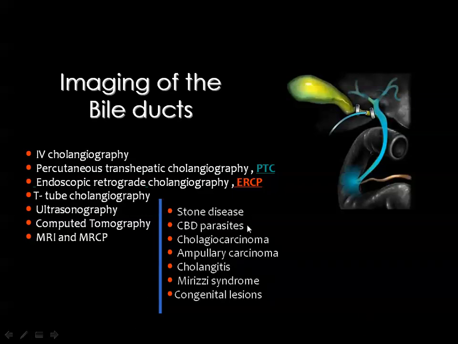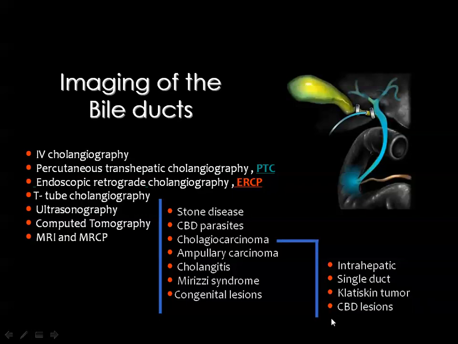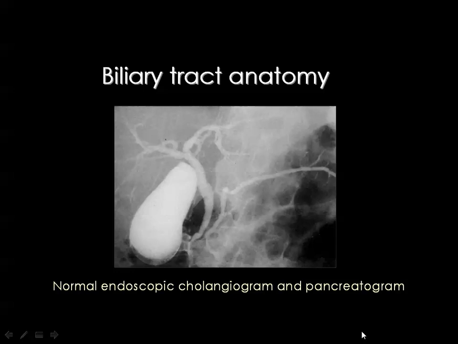These are the lesions in the bile ducts, including stones, parasites, cholangiocarcinoma, ampullary carcinoma, cholangitis, Mirizzi syndrome, and finally the congenital lesions, including choledochal cysts. Cholangiocarcinoma has some types. Intrahepatic cholangiocarcinoma we have discussed in the section of hepatic imaging, single duct cholangiocarcinoma, and hilar cholangiocarcinoma, which is known as Klatskin type. Then common bile duct lesions I will show to you.